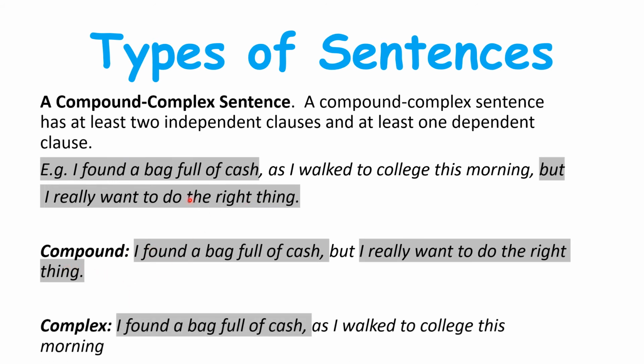So the compound sentence within this compound complex sentence is, I found a bag full of cash, but I really want to do the right thing. The complex sentence within this compound complex sentence is, I found a bag full of cash as I walked to college this morning. We already know that for a complex sentence, you should be able to flip it around. Therefore, we could reword this sentence by saying, as I walked to college this morning, I found a bag full of cash.